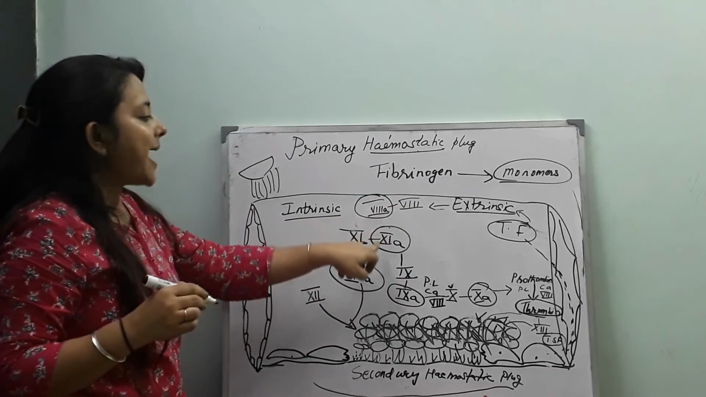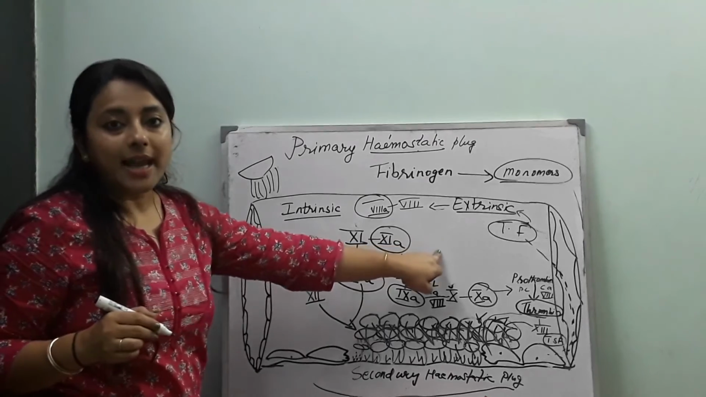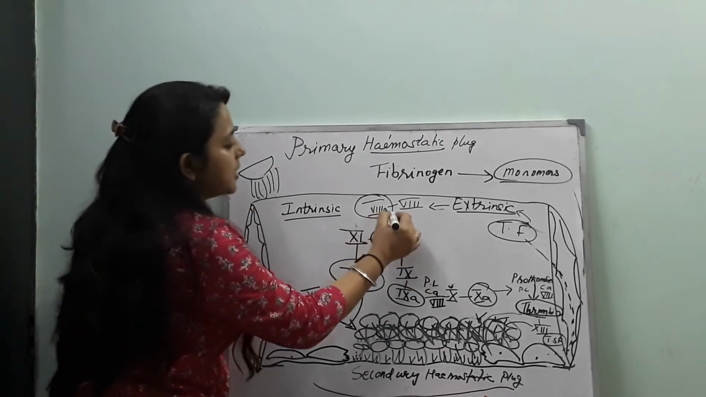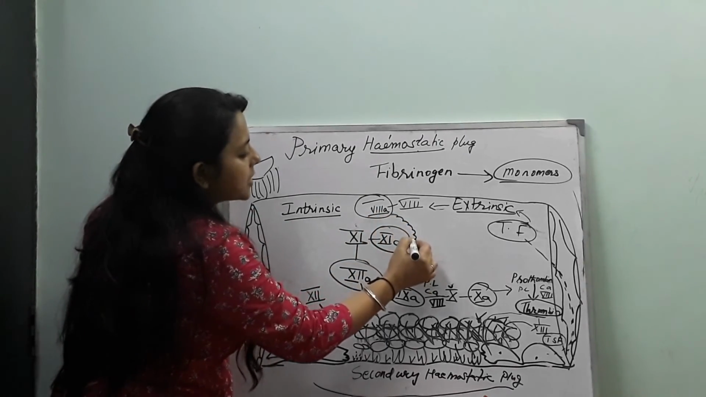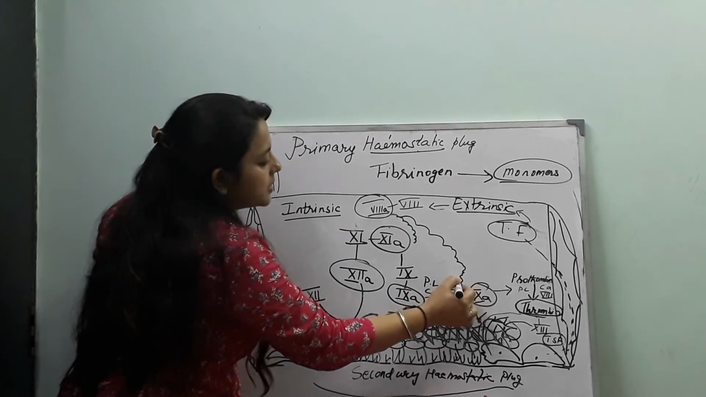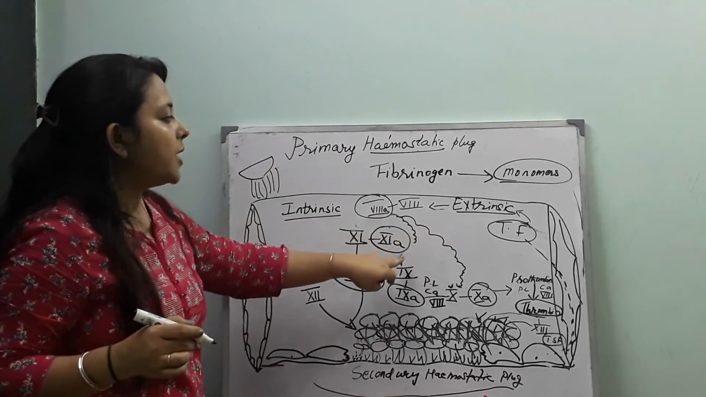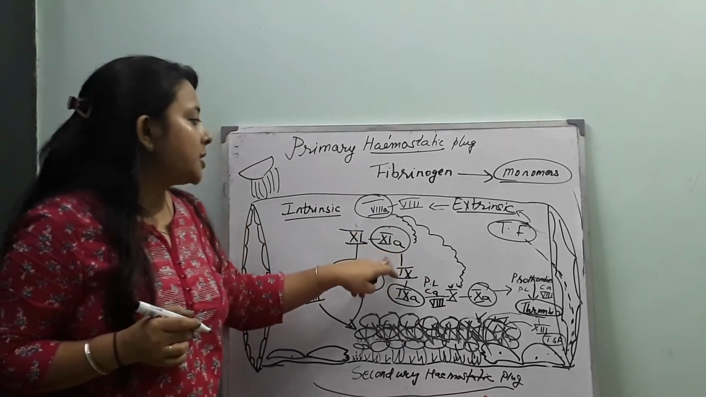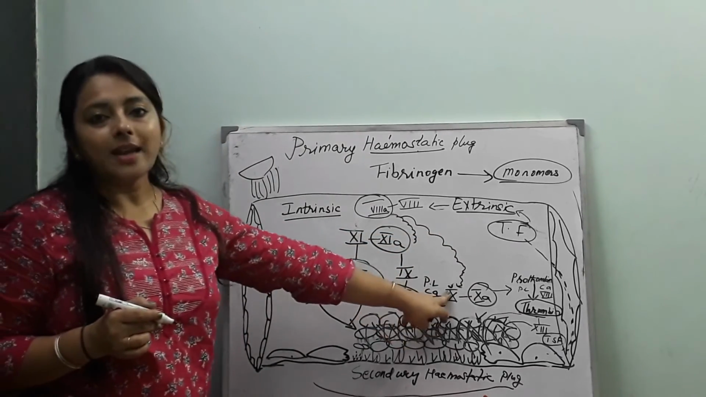number 8 activates the factor number 9 and activates the factor number 10. It directly activates the factor number 9 and factor number 10. This is a short pathway. It directly activates factor number 9 as well as factor number 10.